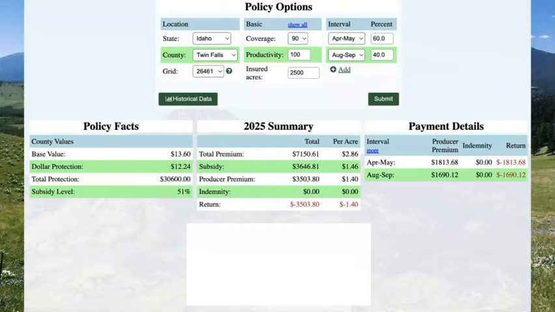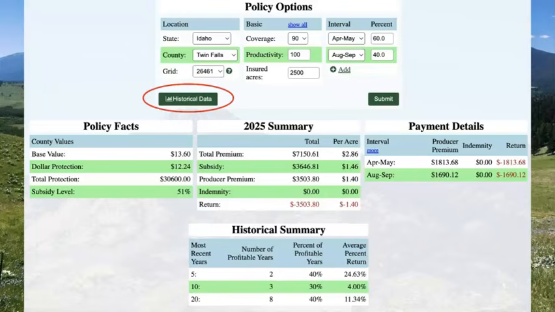The producer paid approximately $1,814 in premium for this interval. Historical rainfall during the year did not fall below the trigger level, so no indemnity was earned. For the August-September interval, the producer paid approximately $1,690 in premium, and the rainfall remained above the trigger level, so again, no payment occurred.